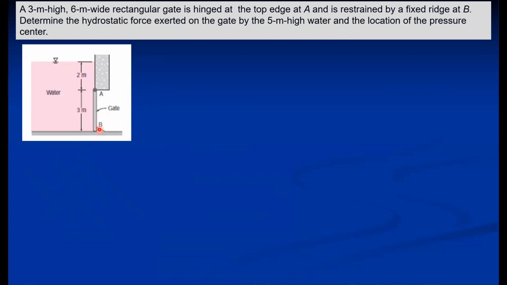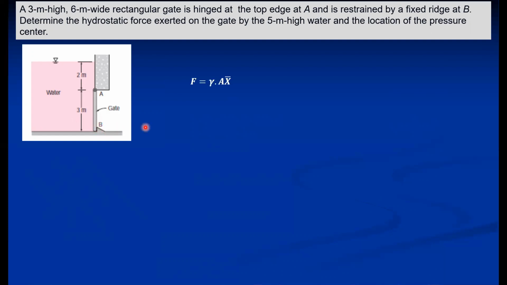Determine the hydrostatic force exerted on the gate by the 5 meter high water. Total height is 5 meters, so the gate is 3 meters. So the total height of the water on this side is given, and the location of pressure center. So what should be the force required at this hinge to keep the gate closed, or to open that particular gate?